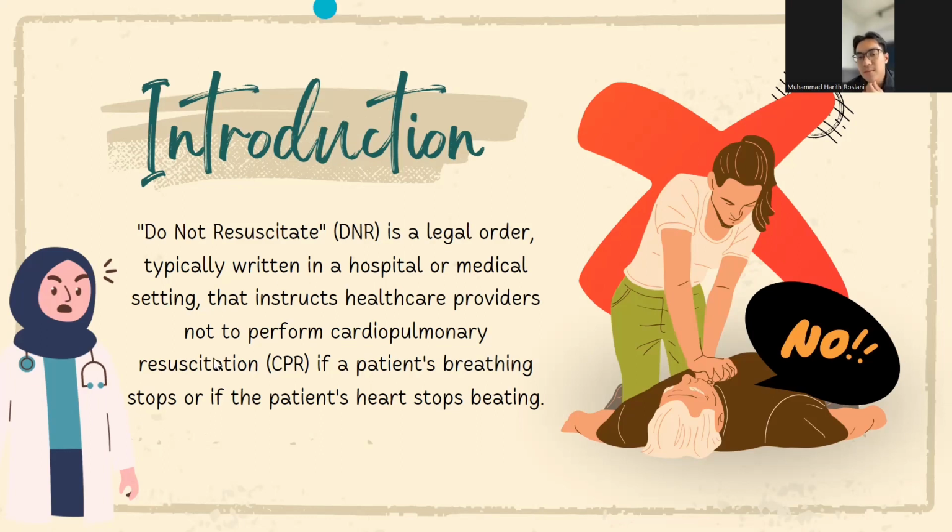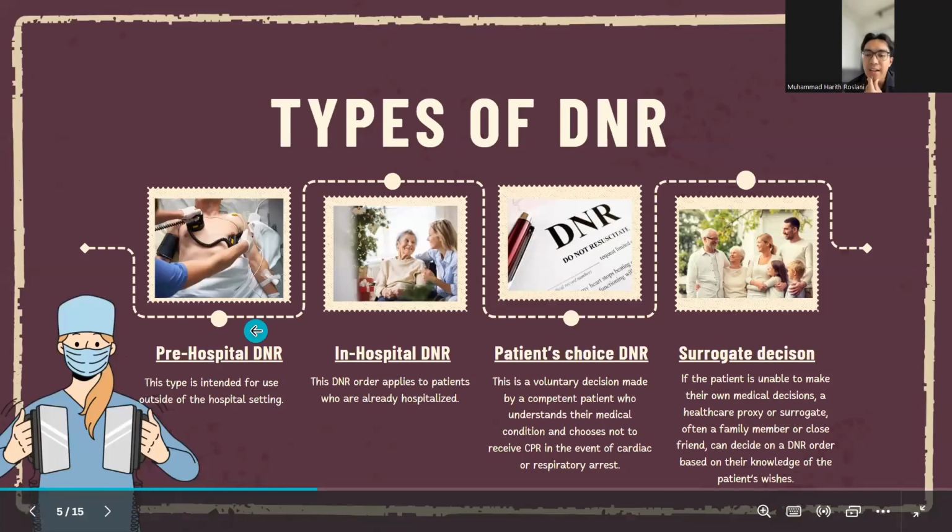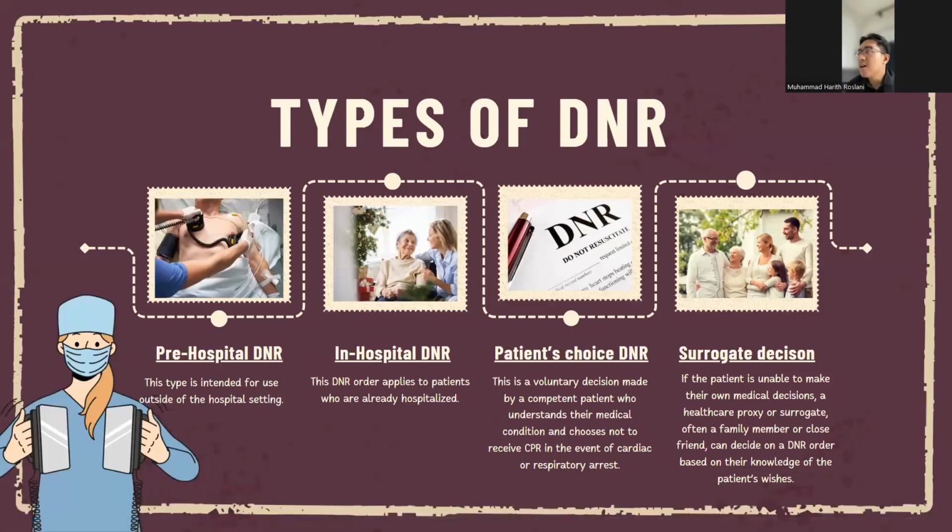Next is the types of DNR. There are 6 types of DNR. First is the pre-hospital DNR. This type is intended for use outside of the hospital setting. It instructs emergency medical services not to perform CPR if the patient is found outside of a medical setting like a hospital. Next is the in-hospital DNR.